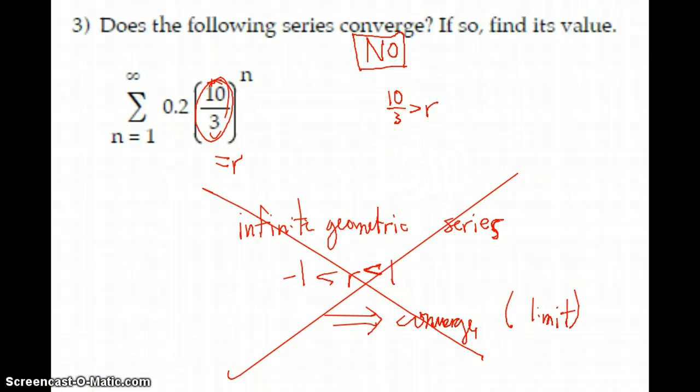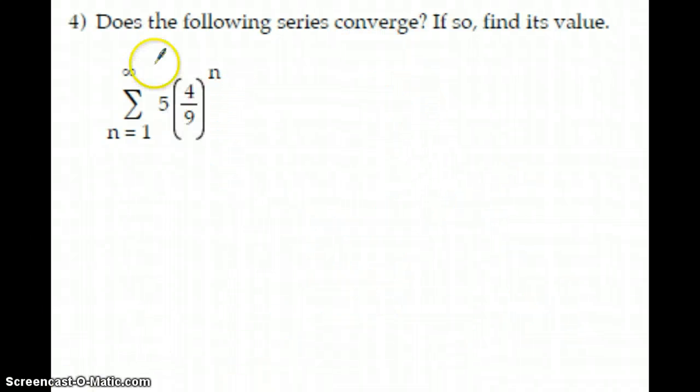10/3 is too big. Next question on the quiz happens to be this. Same kind of thing, but slightly different series. This one, again, looks like, if you start writing this out, this will be infinite geometric. It is starting at 5 times 4/9 to the first power. Then the next term will be 5 times 4/9 squared. Then the next term is 5 times 4/9 cubed.